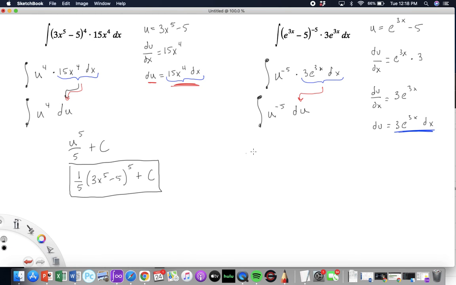Now I'm just working through the problem. So I get u to the negative 4 over negative 4 plus c. And then I'm just going to clean it up a little bit. I get negative 1/4 times (e to the 3x minus 5) to the negative 4 plus c. And again, if you were to take the derivative of that using the chain rule, you would get our original problem right here.